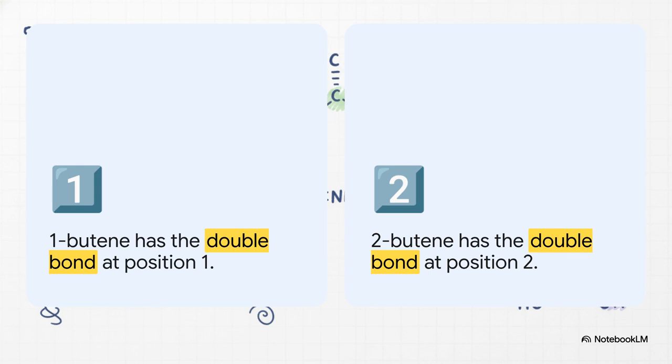Next up is our position changes trick. Check out 1-butene versus 2-butene. The carbon skeleton here is identical. The only thing happening is that the double bond is basically packing its bags and shifting its position over by just one spot. That simple little relocation, it means these are entirely different position isomers.